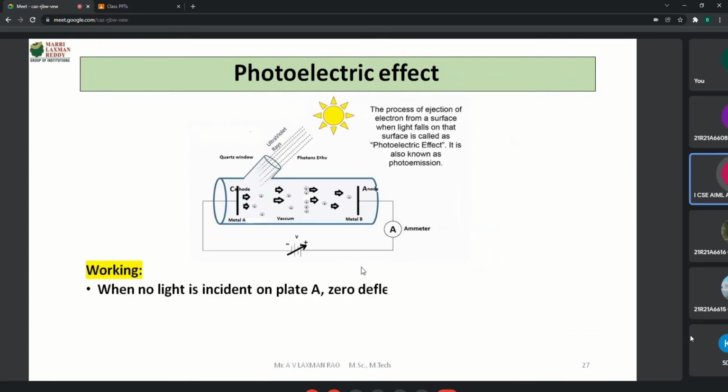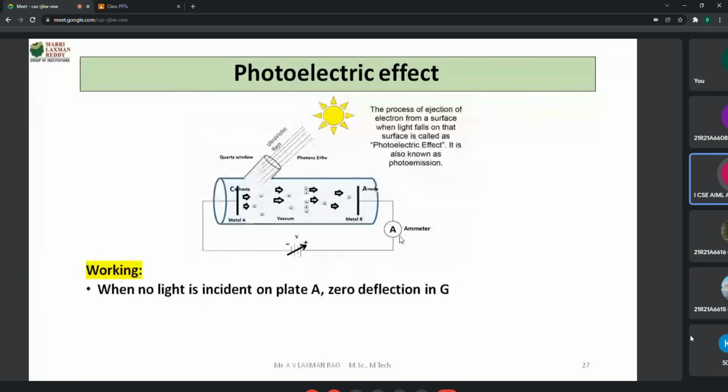Working: when voltage is applied, and the electrons move from one plate to another plate and successfully reach the second plate, then current can be observed in the ammeter. It is nothing but light energy taken as the input, and the output we get is the current. It is nothing but the photoelectric effect we are calling it.